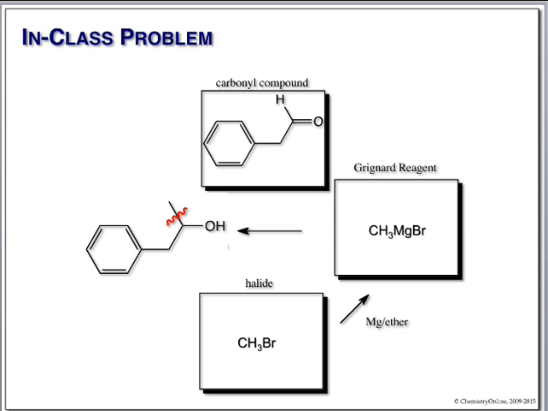On your final, you can probably expect at least one and maybe two of these types of Grignard syntheses where you do symmetry. Any questions?